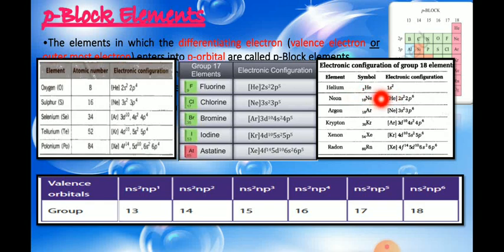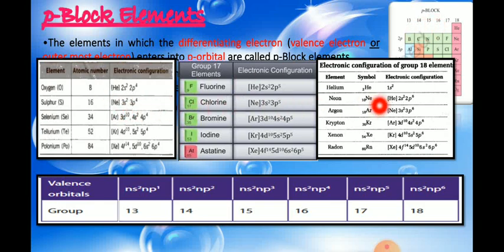About helium, I'll tell you at the end of today's class. Except helium, look at the neon: 2s2 2p6, the last electron enters into 2p. In argon, 3s2 3p6, the last electron enters into 3p. Therefore, group numbers 13, 14, 15, and here 16, 17, 18.